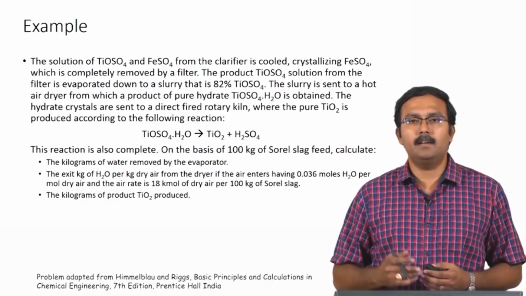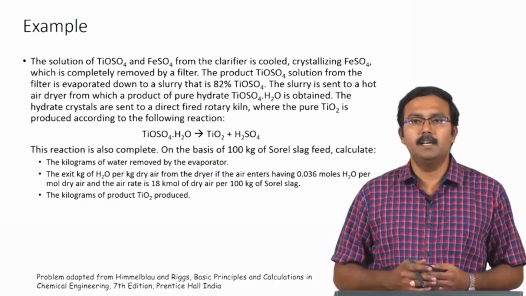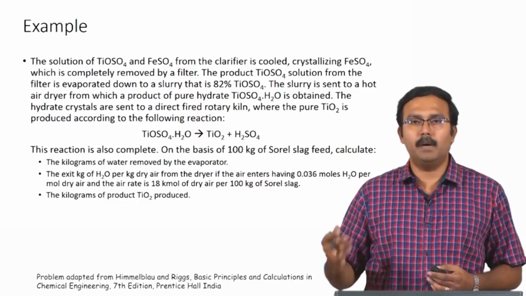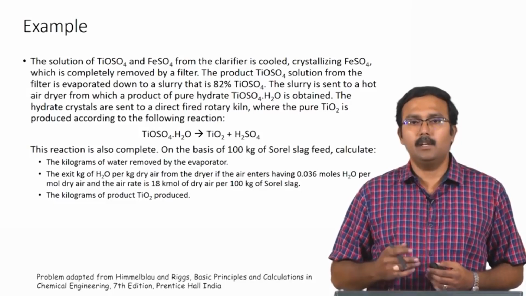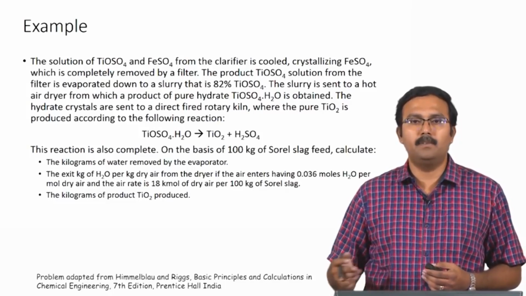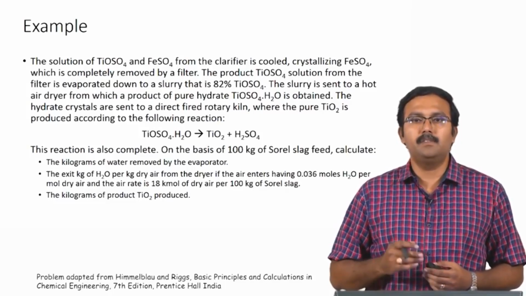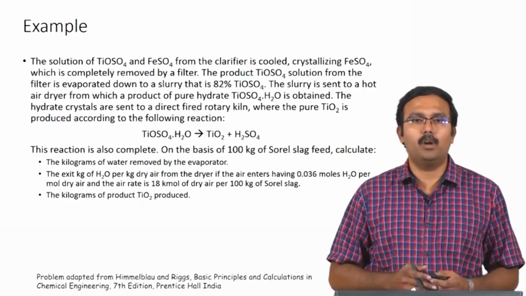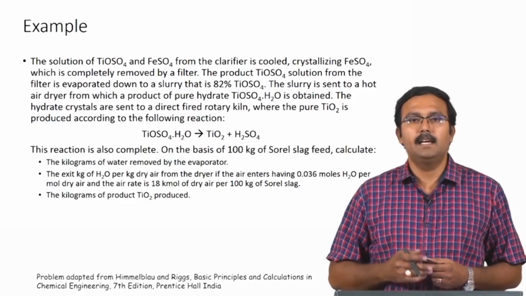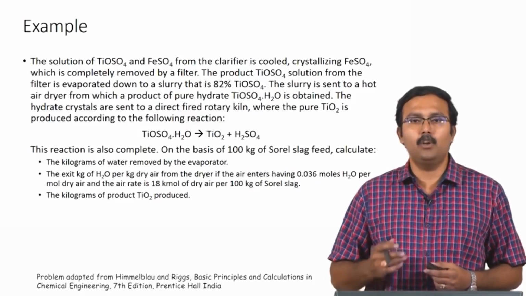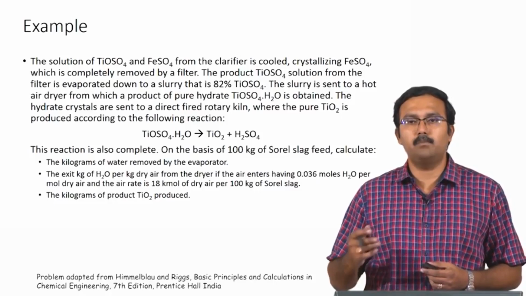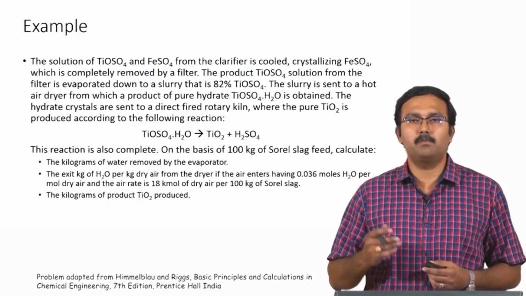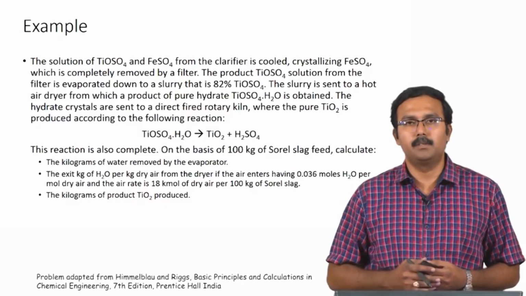Using the basis of 100 kilograms of sorrel slag feed, you have been asked to calculate the kilogram of water removed by the evaporator, the exit kilogram of water per kilogram of dry air from the dryer if the air entered contains 0.036 moles of water per mole of dry air and the air rate is 18 kilomoles of dry air per 100 kilograms of sorrel slag. And you have also been asked to calculate the kilograms of product TiO2 produced.